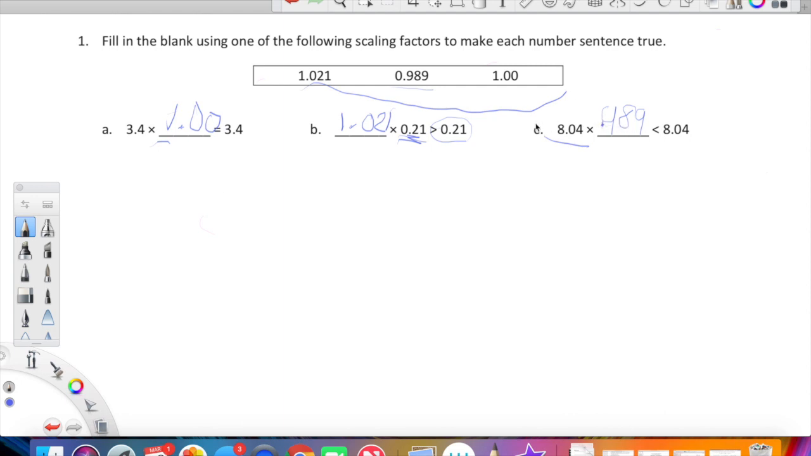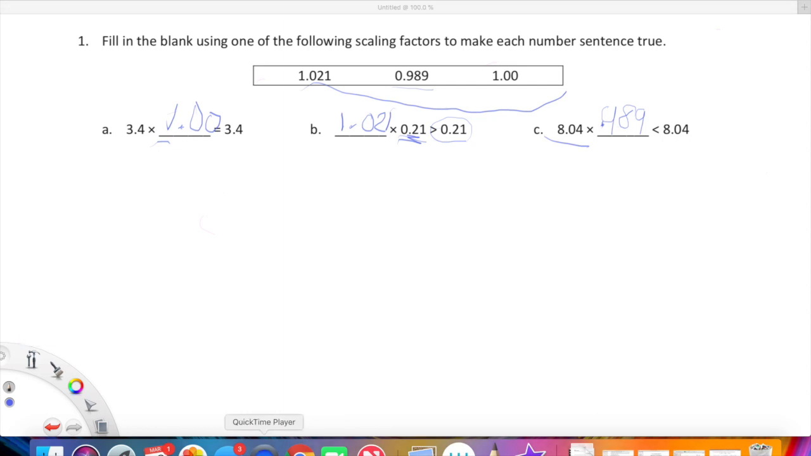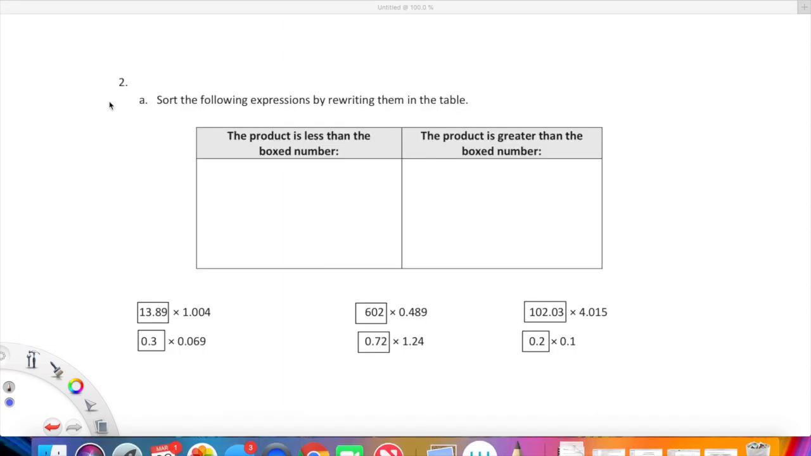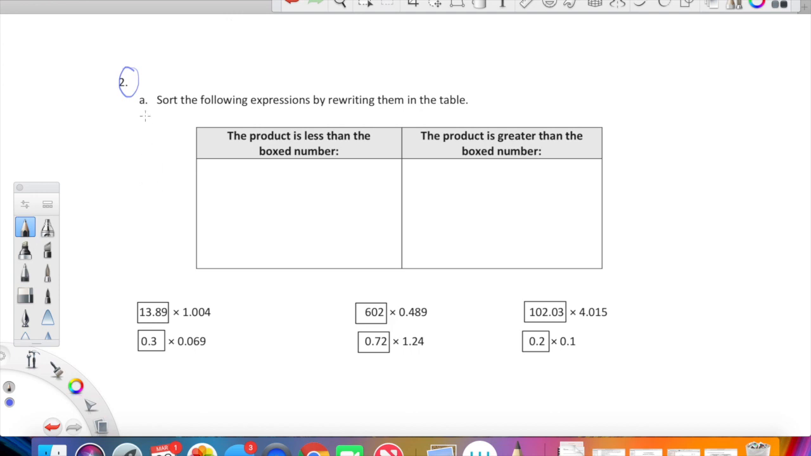Okay. Okay, so press the button. Okay, I think that's it. Okay, so we're going to be doing number 2. All right, let's read it.